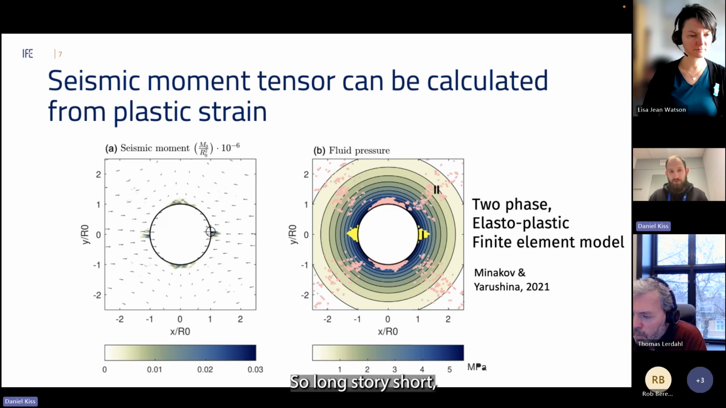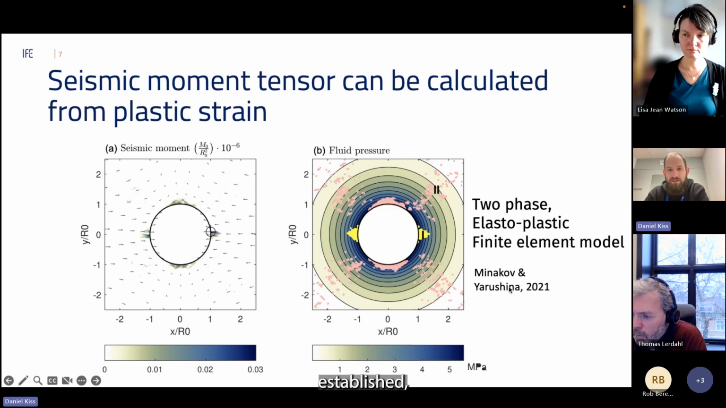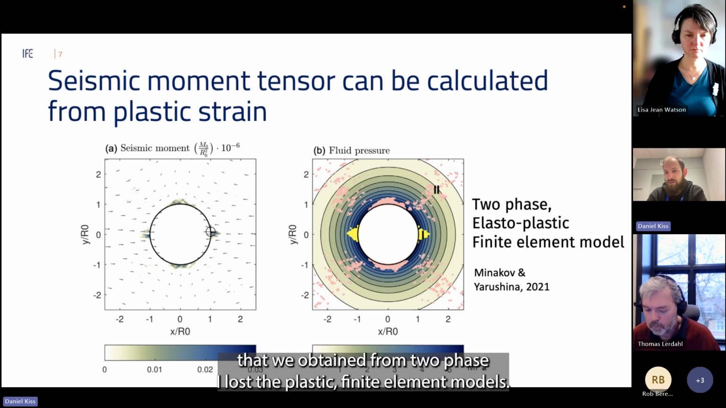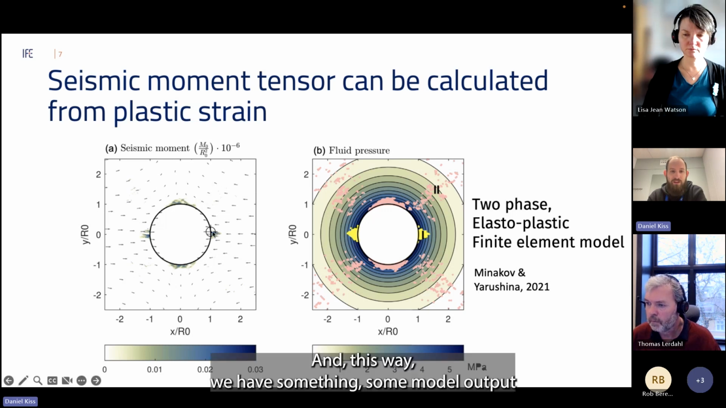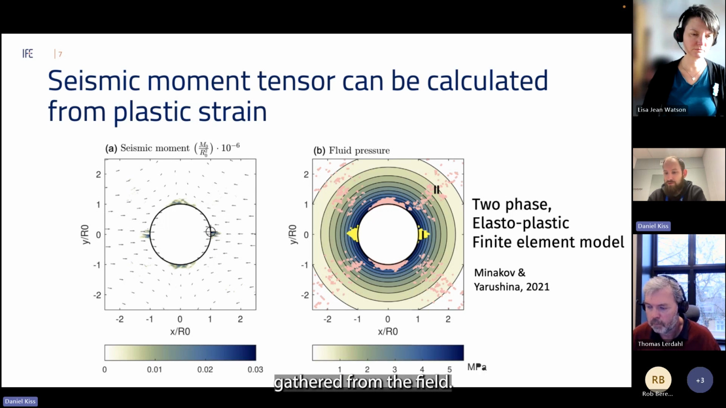So long story short, in 2021, Alexander Minakov and Victoria Yarushina established a methodology to reconstruct the seismic moment tensor from the numerical data that we obtained from two-phase elastoplastic finite element models. And this way, we have model output that is very easily comparable to observables gathered from the field.